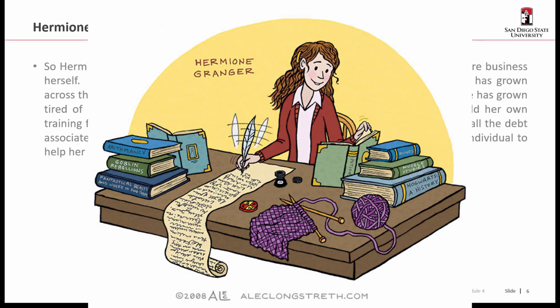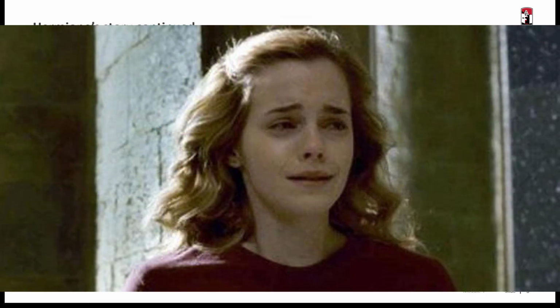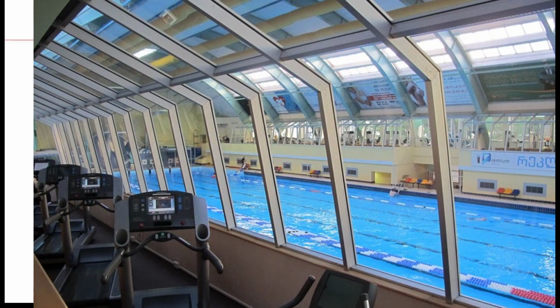So Hermione's business grows, and she finds that she's struggling to manage the entire business herself. She needs help, and she needs capital. Her employee and customer base has grown across the U.S., and she needs bigger and better training facilities for her lifeguards. She's grown tired of renting temporary pool space for training, and she's thinking she'd like to build her own training facility. And the estimated cost of something like that is $1 million.